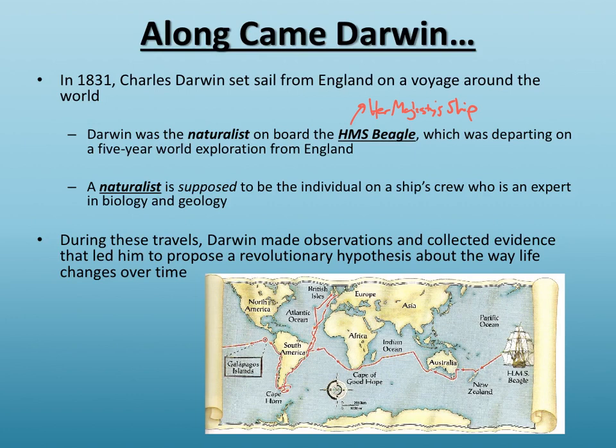I misspoke, sorry, 5 years. And Darwin is supposed to be the naturalist. He's supposed to be the expert on biology and geology. And he is well trained from school, but he doesn't really have a lot of experience in doing this. So when he gets out there, he's just kind of doing it his own way.